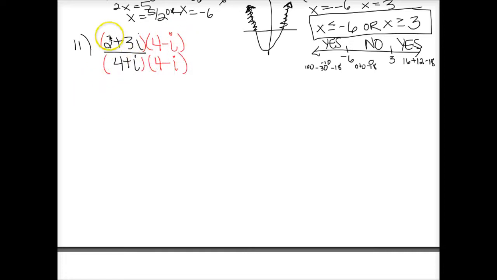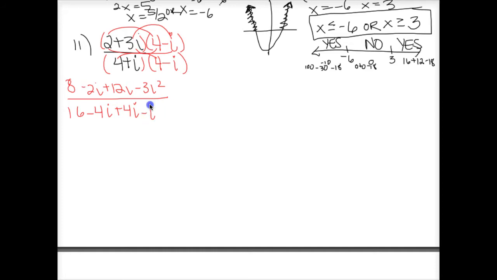I need to FOIL on this top. So 2 times 4 is 8. Outsides gives me -2i. Insides gives me positive 12i, and lasts gives me -3i squared. On the bottom, firsts, 4 times 4 is 16. Outsides give me -4i. Insides give me positive 4i, and lasts gives me -i squared. So now I need to turn my i squareds into -1.